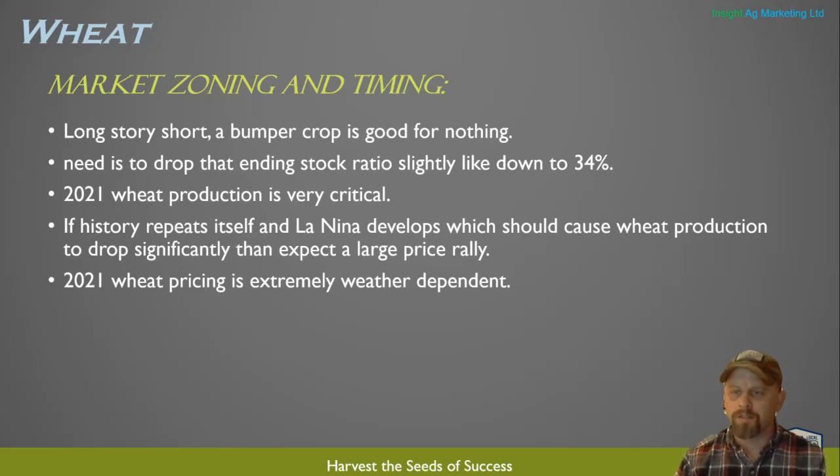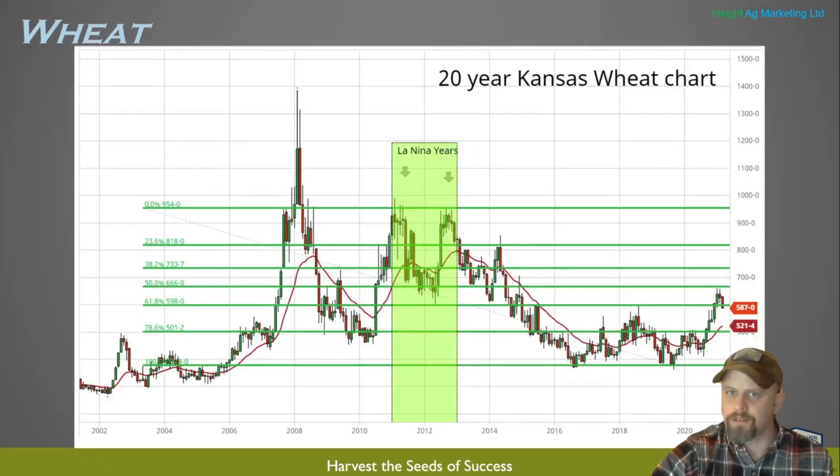2021 wheat production is very critical. Now, if history repeats itself and the La Nina develops, which should cause wheat production to drop significantly, then we can expect a big price rally, especially since all the other commodities have rallied up so much. Money will flow into wheat because there's a perceived problem, and it could shoot up really fast, really quickly, right? So I really think that 2021 wheat production is really critical, and the weather is really critical. Well, that obviously goes without saying, but I think it's more critical this year than other years.